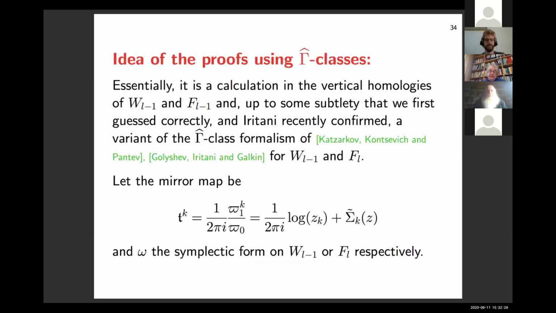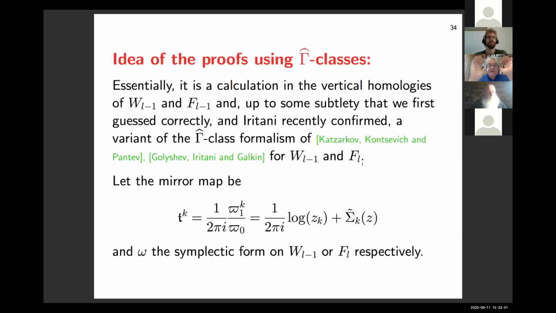So essentially, it's a calculation in the vertical homology of VW and the Fano variety FL, I should have written. So like here. This is just the dimension of these guys. So basically, we guessed first. I mean, the complicated part was to guess the gamma class for the Fano variety. And I first guessed it. And then, as I said, Iritani got very excited and wrote many mails and said, this is the right thing to do. And I will tell you what is the right thing to do.